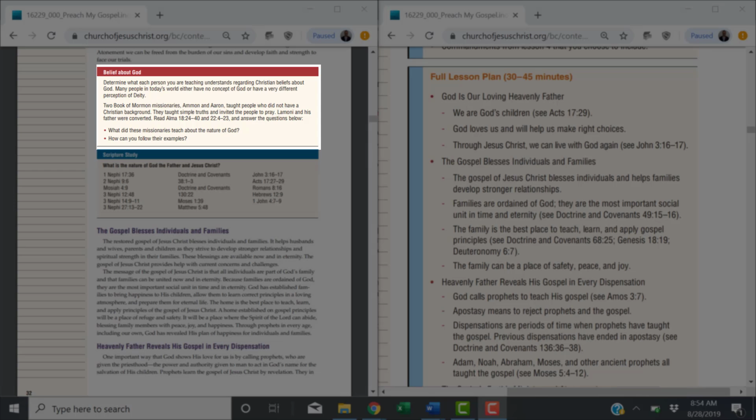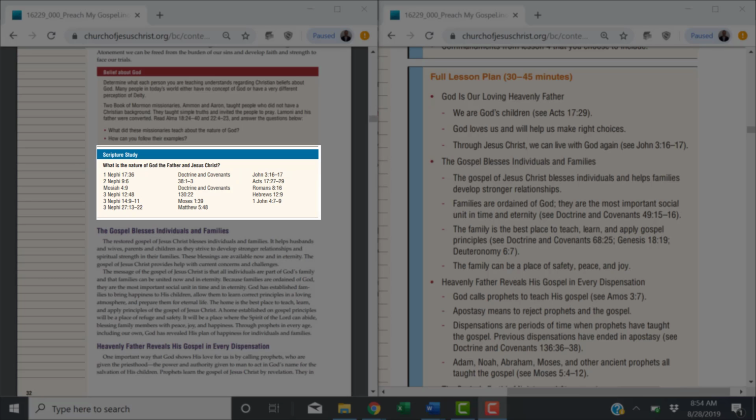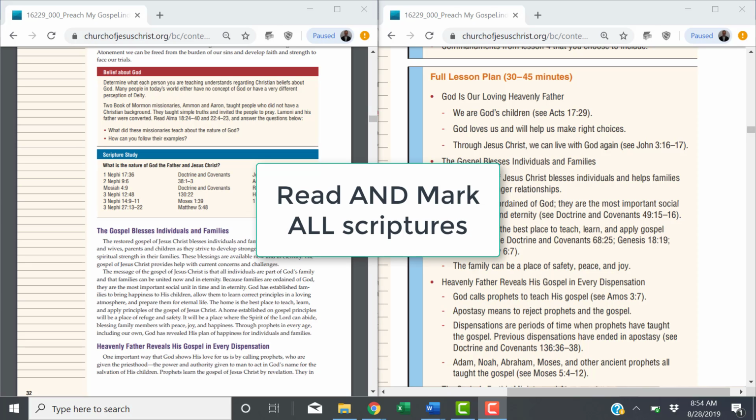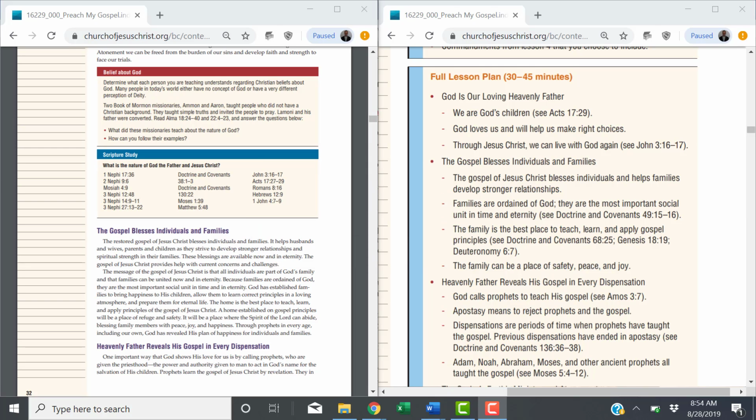The red boxes in Preach My Gospel are important pieces of information for you to know while preparing your lessons. The blue boxes are scripture study boxes and are full of scriptures that go along with the principles. You will be required to read and mark all of these scriptures as part of doing your outlines. It doesn't matter how you mark them, just that you do mark them. And here's some good news. If it's not a scripture, you don't have to mark it.